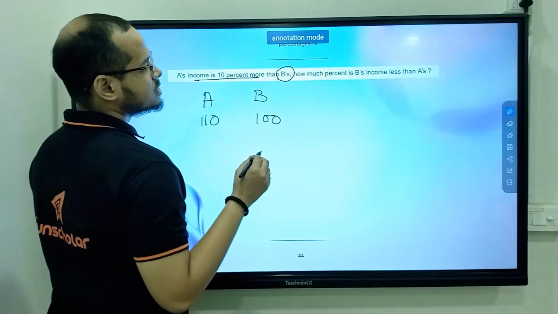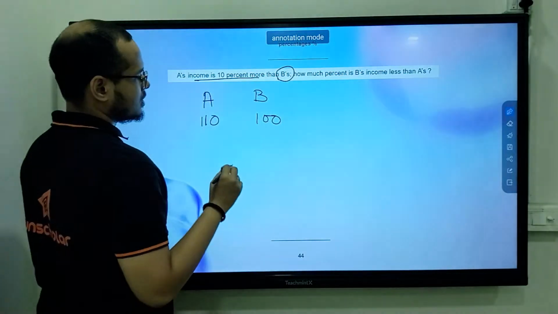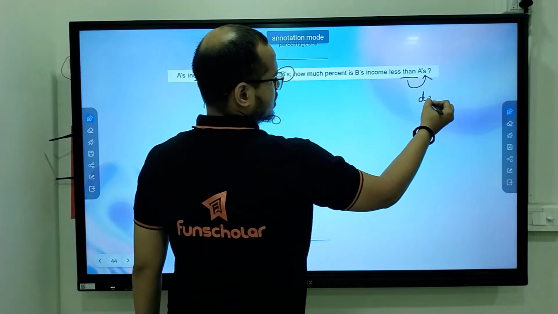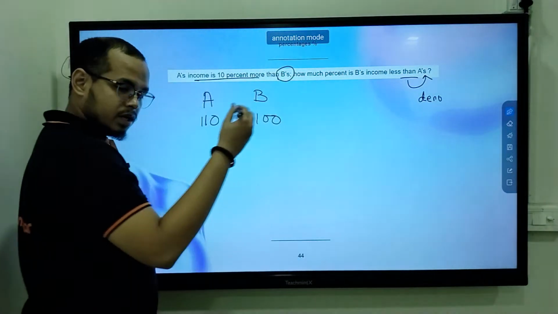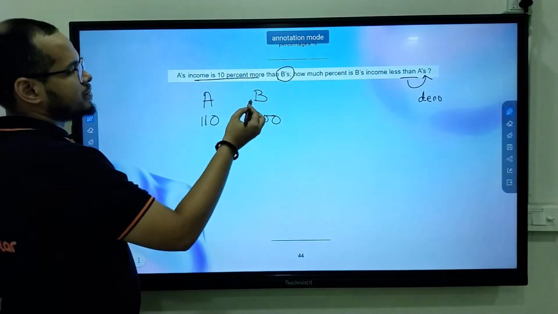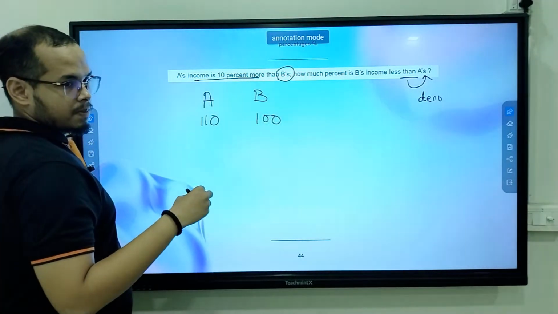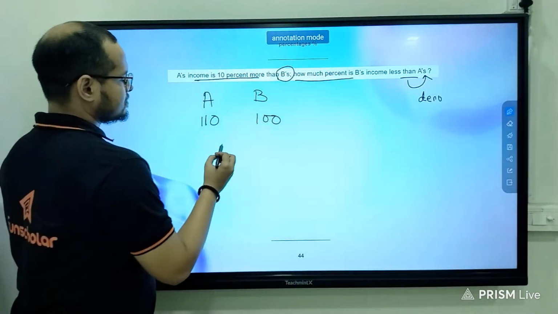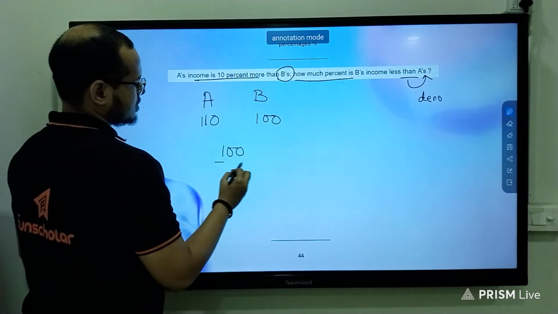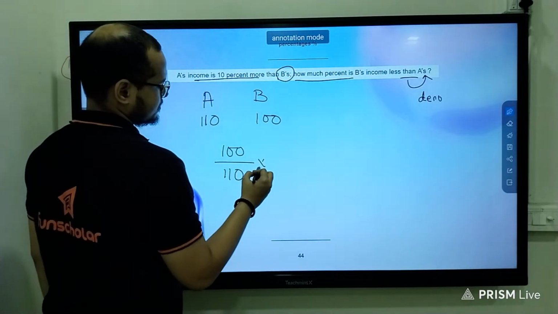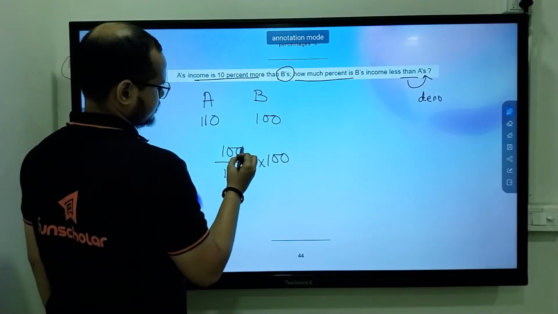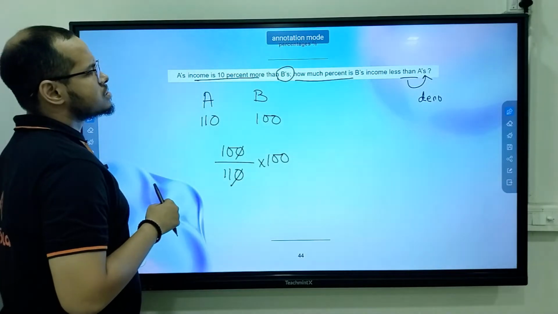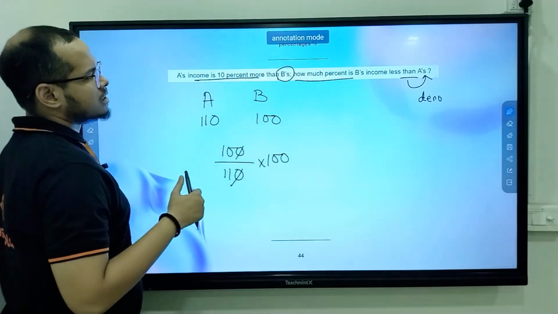Now, how much percent is B's income less than A? Whatever comes after "than" is going to be in the denominator. So how much percent is B's income less than A?